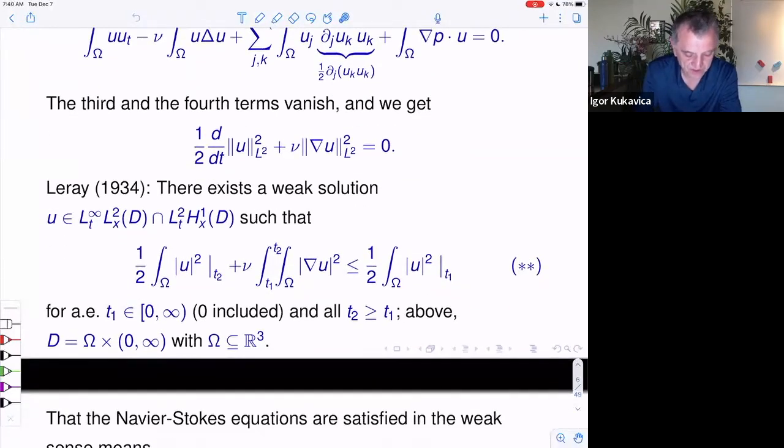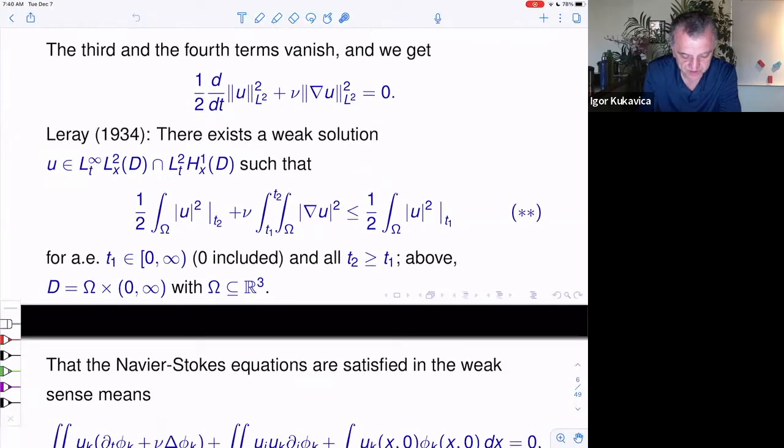And based on this, Leray proved that there exists a weak solution in the space L^∞ L^2 ∩ L^2 H^1, such that the energy inequality holds. And this form of the energy inequality is valid for two times, for almost every t1 and for every t2 greater than t1, and it also includes 0. So it's also true for 0, if you put 0 on both sides.